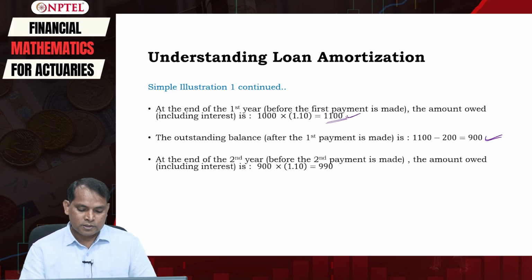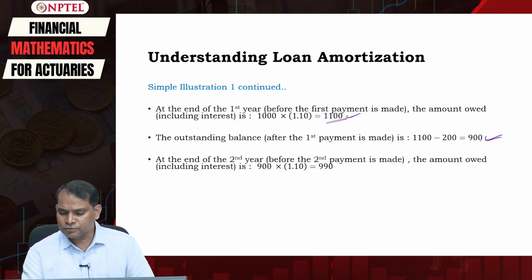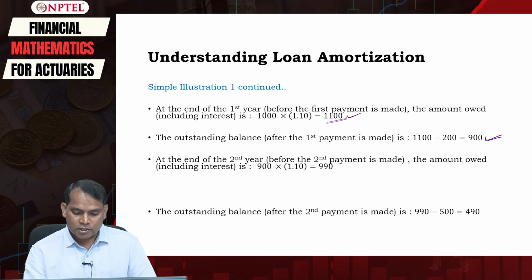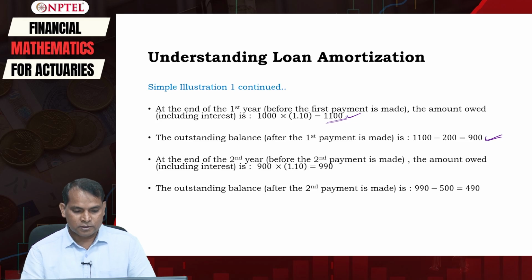At the end of the second year, before the second payment is made, the amount owed including the interest is again the interest rate added there, and therefore 900 multiplied by 1 plus the interest rate, that is 10%. So it will become 900 multiplied by 1.1, which is 990. So the outstanding balance after the second payment is made is 990 minus the second payment you have made, that is 500. So this will become 490.